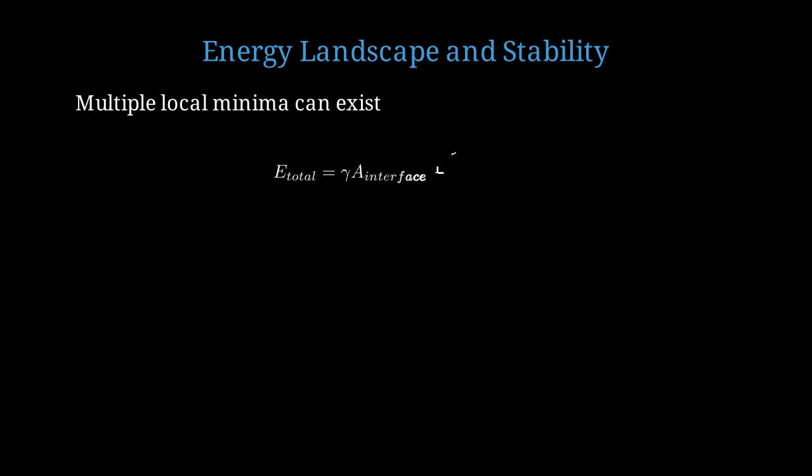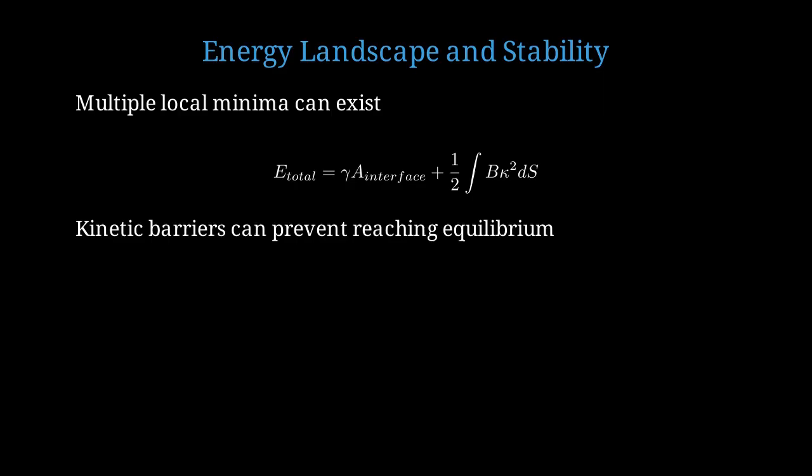The total energy is the surface tension times the total interface area plus the integral of 1/2 b kappa squared over the entire surface of the membrane, where kappa is the local curvature at each point. Even if a lower energy state exists, the system might not reach it if there are kinetic barriers.